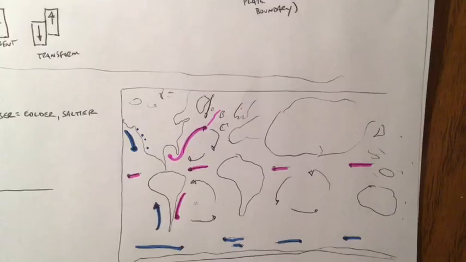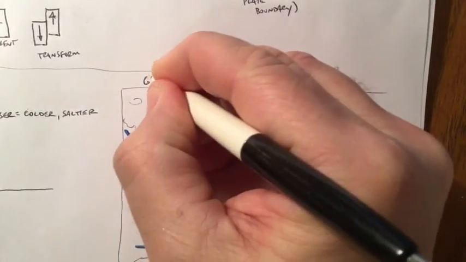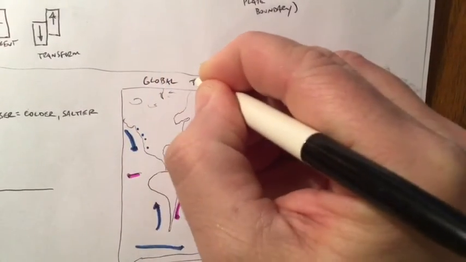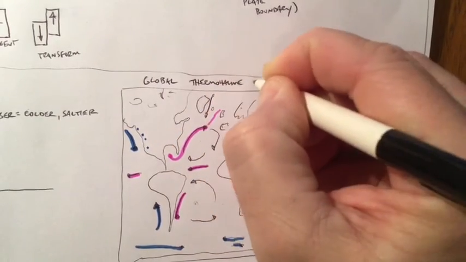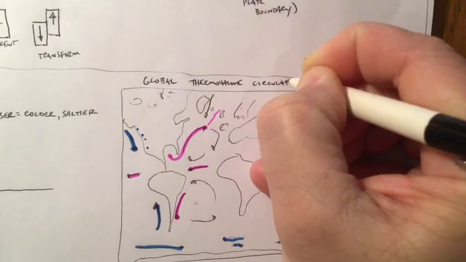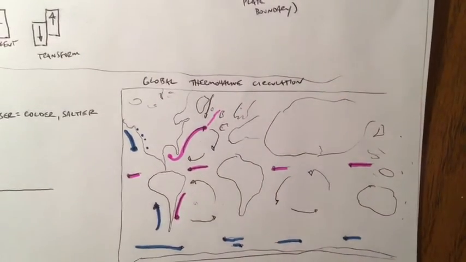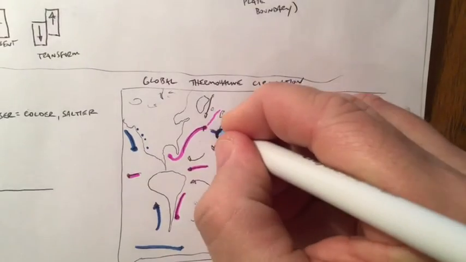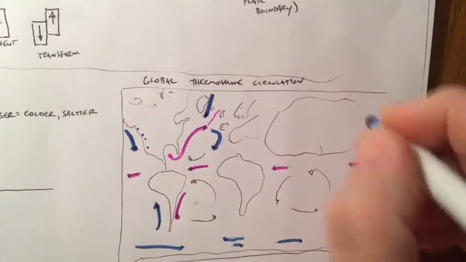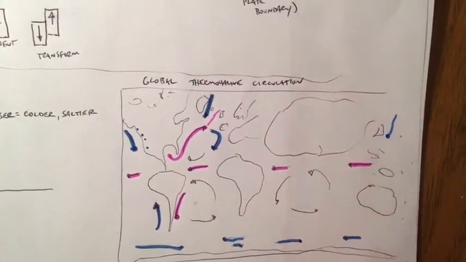And this is called global thermohaline circulation. Sometimes it's called the global conveyor belt. It's moving the sun's energy all around, and there's more currents than the ones I've drawn here, but you get the idea.